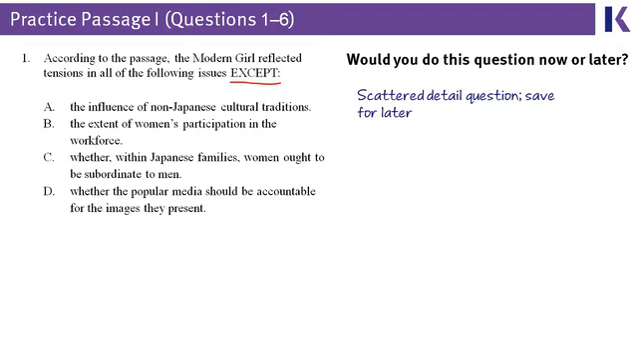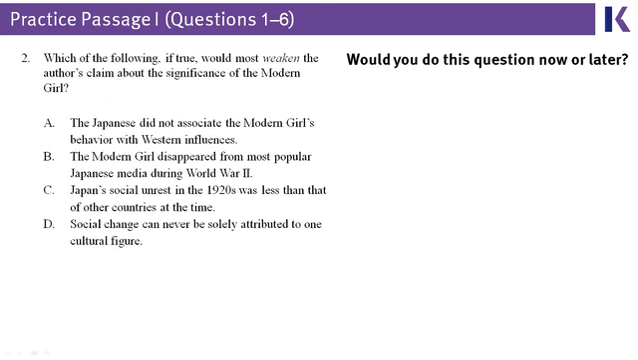Just because it takes time, but also if you're going to have to look up details to answer reasoning type questions or even just simple detail questions, you're going to have to go back to the passage a lot. You're going to be more comfortable with the passage by the time you get to this scattered type detail question, and so it's going to be even faster when you do finally do number 1. So we'll go ahead and skip number 1 for now and move on to number 2.